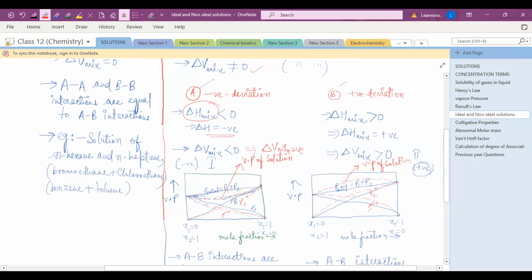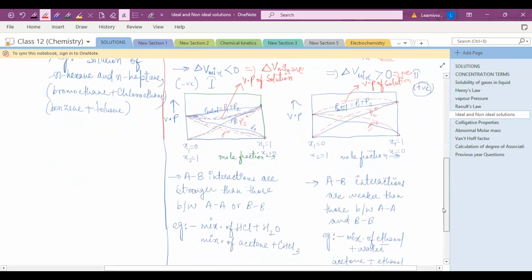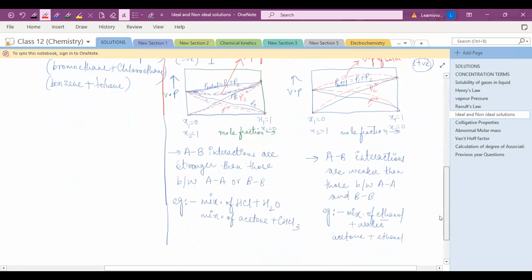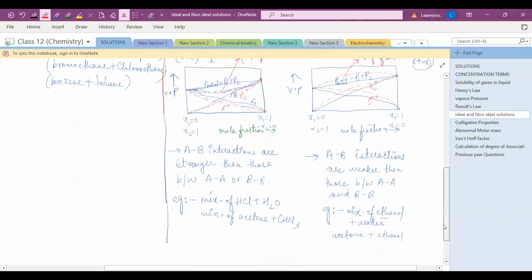Yes, ma'am. Okay. See the positive deviation. Similarly, in the case of positive deviation, the enthalpy change of mixing is greater than zero, which means it is positive, right? And delta V of mixing, the volume change of mixing, is also greater than zero, which means it is also positive. Okay. So that's all about ideal and non-ideal solutions.